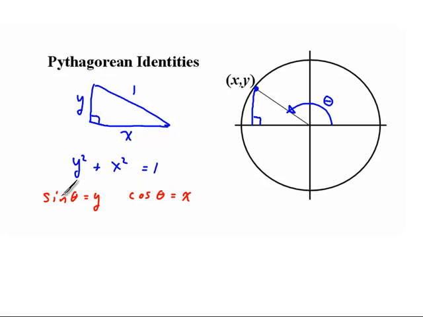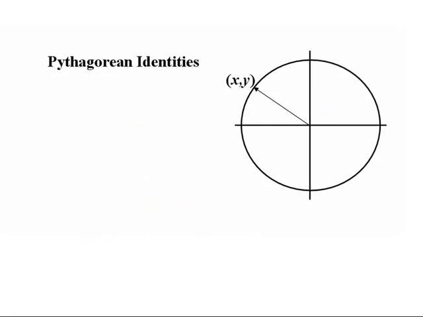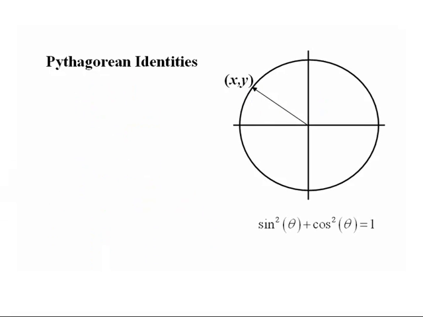I know that y is equal to sine, so y squared must be sine squared of theta. I know that x is equal to cosine, so x squared must be cosine squared of theta, and my 1 on the right-hand side is going to stay unchanged. So this is actually the first of three Pythagorean identities that we have. So I'll pull this over to the right, and we can talk about what we can do to get two of the other Pythagorean identities.